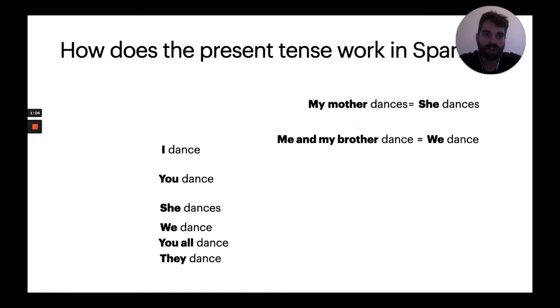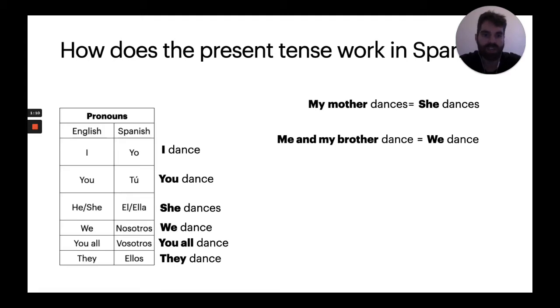All these words that are highlighted are known as pronouns in English. So pronouns in English are I, you, he, she, we, you all, and they. And these are words that can be translated into Spanish. So I would be equivalent to yo, you would be translated as tú in Spanish, he or she would be translated as él or ella.